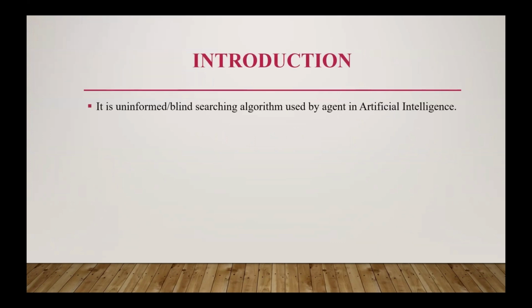This is one type of uninformed or blind search algorithm used by the agent in artificial intelligence. The agent can be a problem solving agent or a goal based agent. As we know, we classify searching algorithms into two types, informed and uninformed. This algorithm comes under the uninformed algorithms, meaning no information is given except how to traverse.